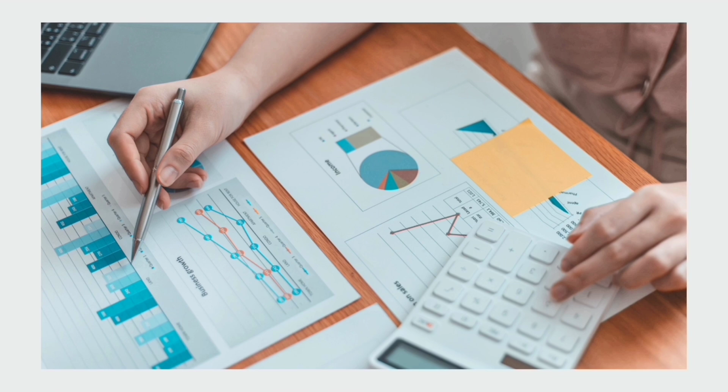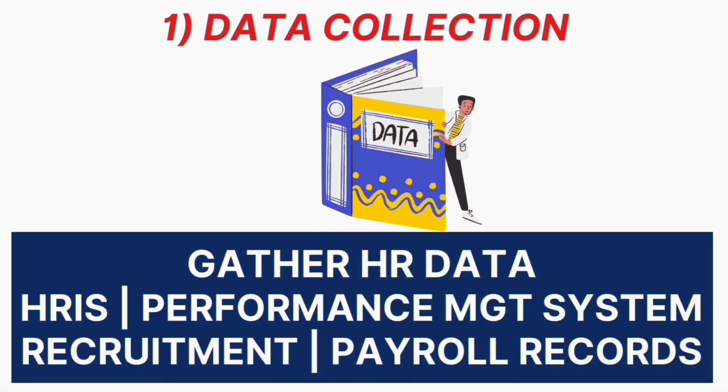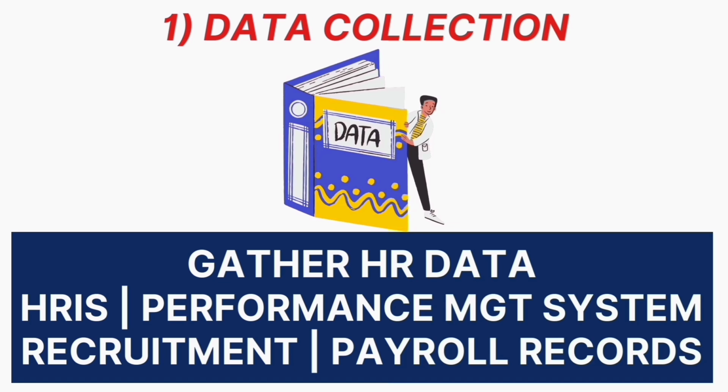So we must explore each aspect in detail. First is data collection. We have to gather relevant HR data from various sources, including HRIS, that is human resource information systems, performance management systems, employee surveys, recruitment platforms, payroll records and other organizational databases. Obviously, if we have to take a decision regarding payroll, we would take payroll records and other records like attrition.